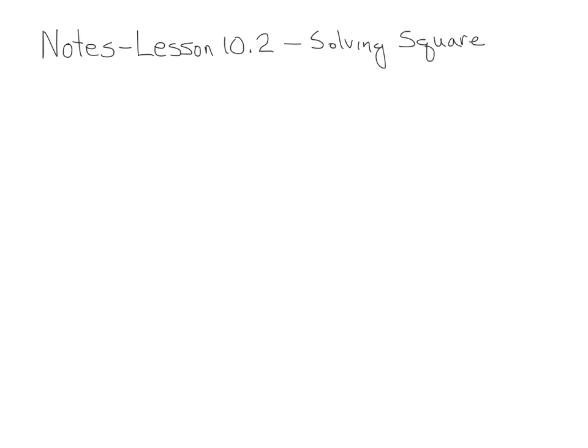So let's jot down some notes so that you can go back and look things up. This is lesson 10.2. So that's what section it is out of your textbook. And the topic is solving square root functions.